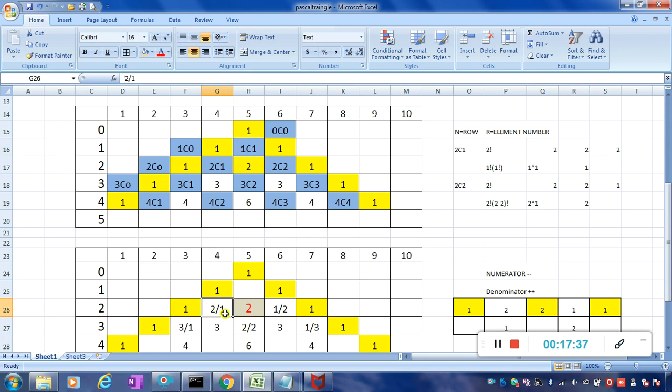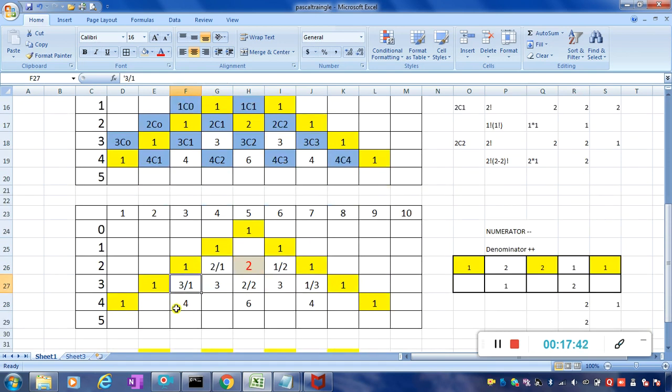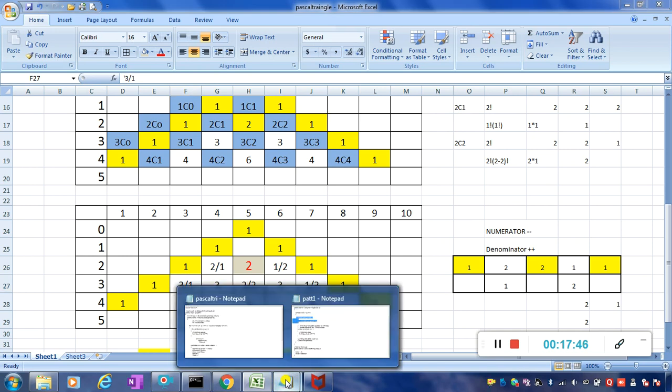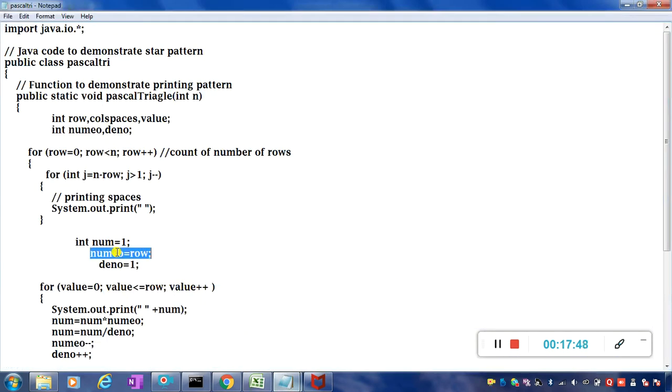It always starts with 1. Here, see, the numerator is 3 and the denominator is 1. The numerator over here will be 4 and the denominator is 1. So the logic which I have applied here is that the numerator is nothing but the row. Whichever row it is, that value will get assigned to the numerator, and the denominator always starts with 1.